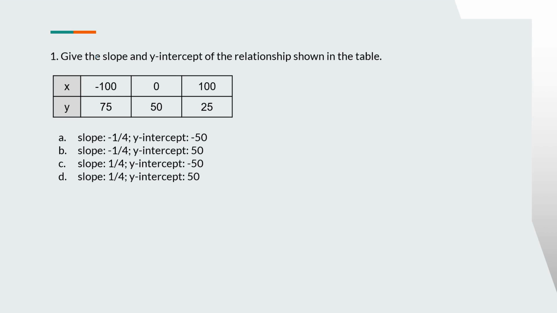So our first question says, give the slope and the y-intercept of the relationship shown in the table. So we got a table. Really, all a table is several coordinates. Now we know we can get slope by doing m equals y2 minus y1 over x2 minus x1. So if I've got a set of coordinates, I'm good. Look at this table. All this is an x and a y coordinate.